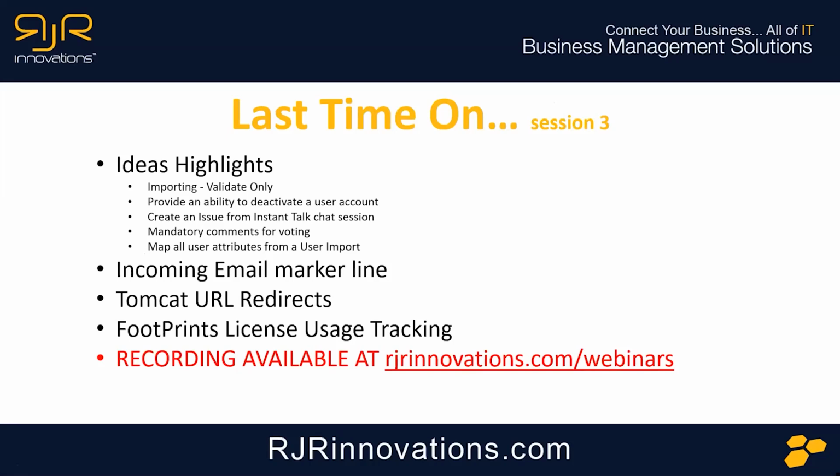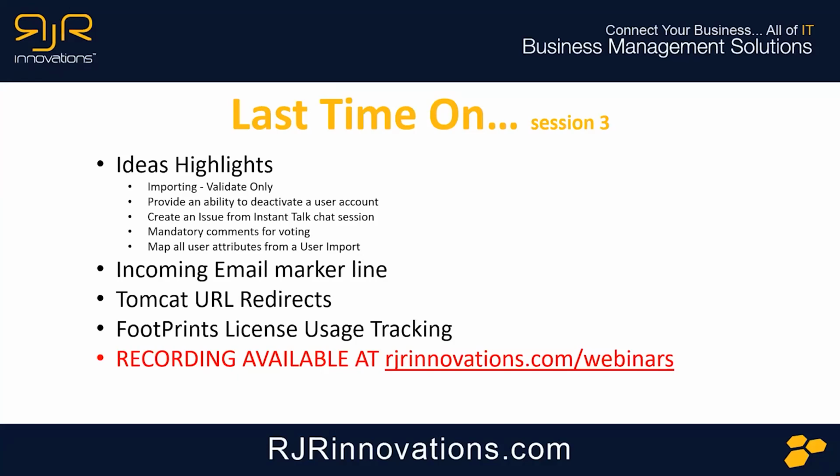On our session last month, session number 3, here's an overview of what we covered last time. So again, ideas highlights. I always like to point out 5 ideas every month. Those were the ideas we covered: importing validate only, the ability to deactivate users, creating issues from Instant Talk, mandatory comments on voting, and the ability to map all user attributes when we do an import.